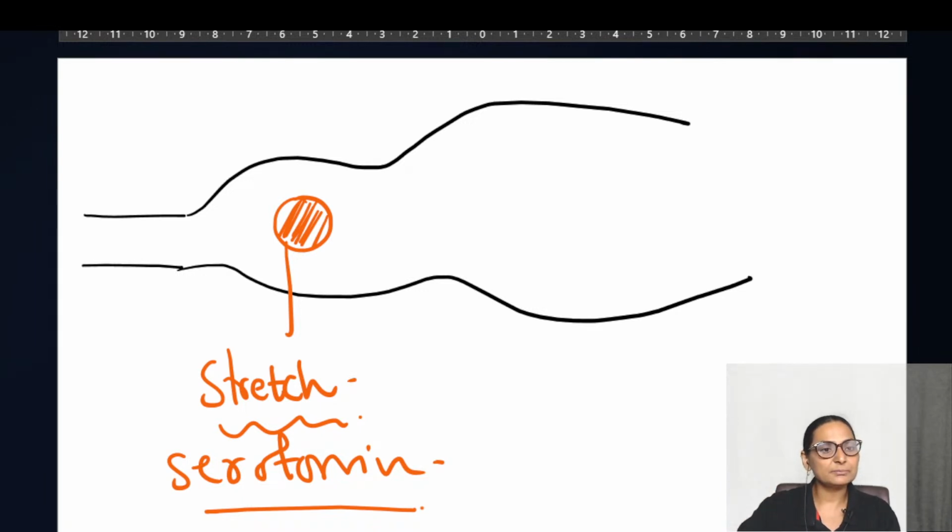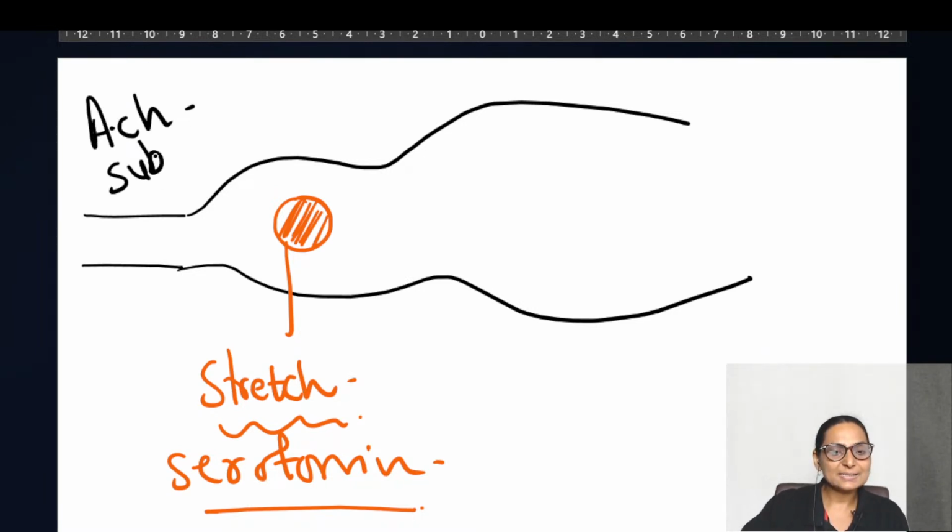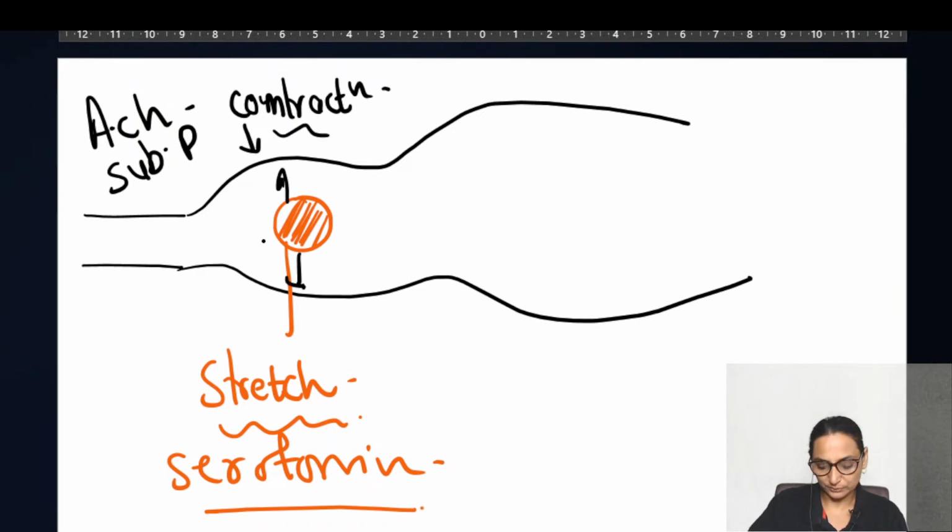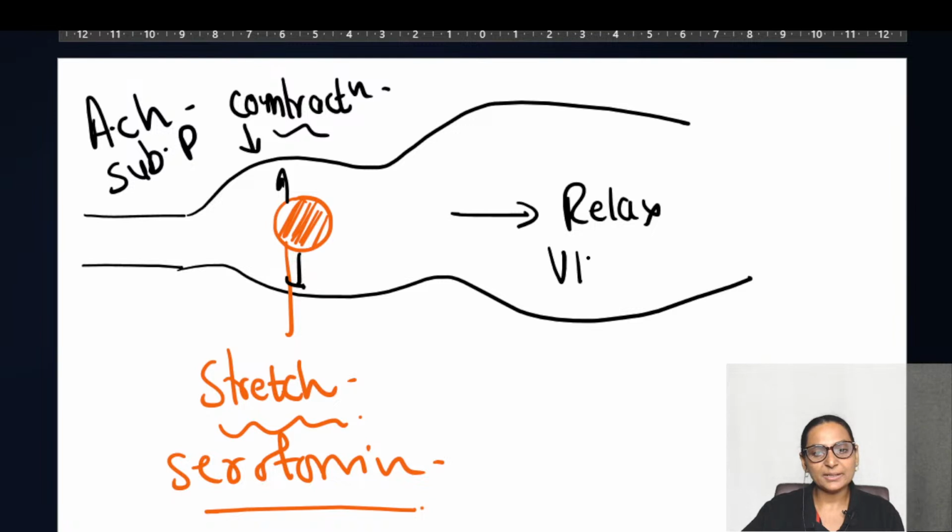Finally, the sensory nerve endings of the enteric nervous system, which is also called the gut brain, will bring about the release of acetylcholine and substance P, which will cause the contraction of the segment behind the food. Okay, it will cause the contraction of the segment behind the food and relaxation of the segment ahead. This relaxation will again be caused by VIP and nitric oxide. So this is going to help the food to move forward.